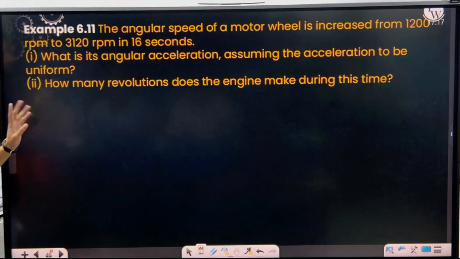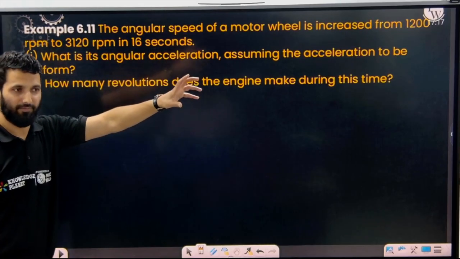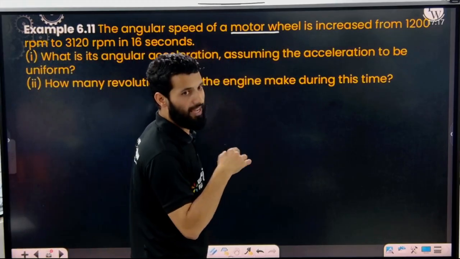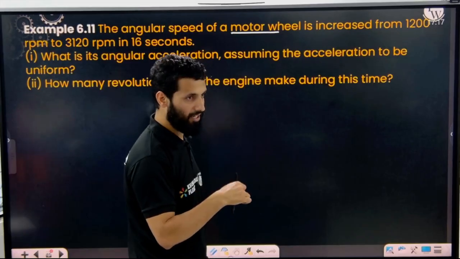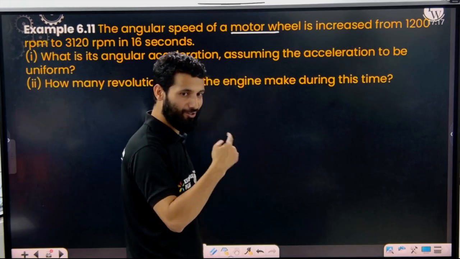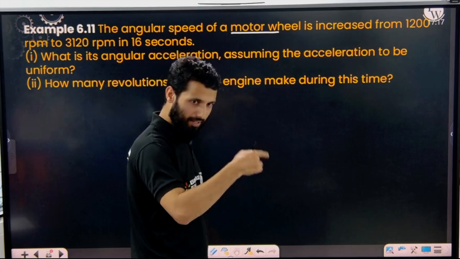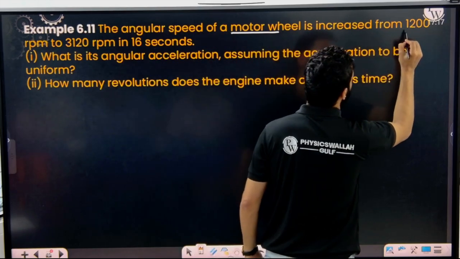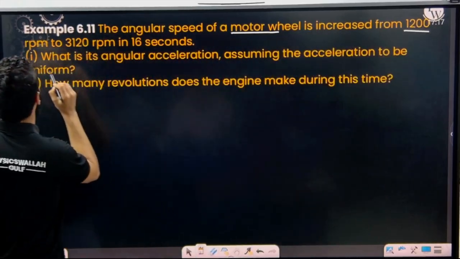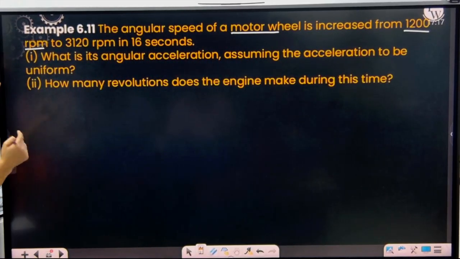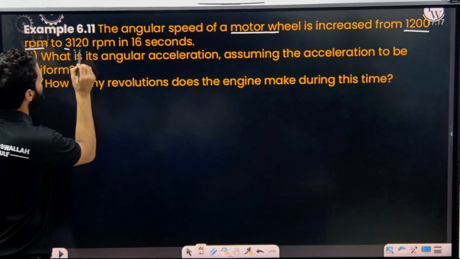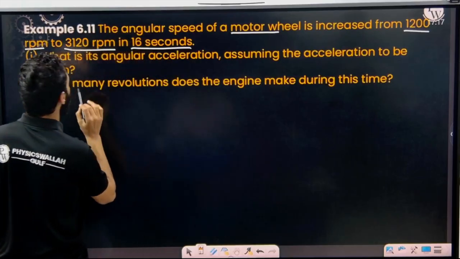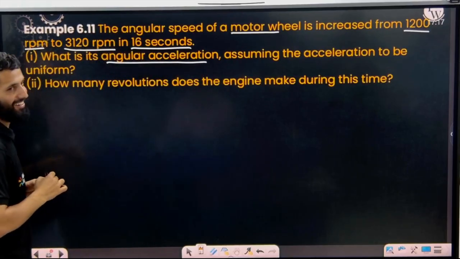The angular speed of a motor wheel is increased. Is it acceleration or retardation? Acceleration. Net torque will be in the direction of omega or opposite? In the direction of omega. Alpha will be positive or negative? Positive, if you take clockwise as positive. From 1200 RPM, meaning revolutions per minute, to 3120 revolutions per minute in 16 seconds. What is its angular acceleration?